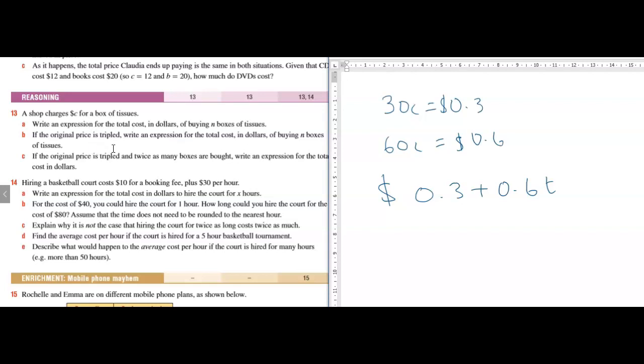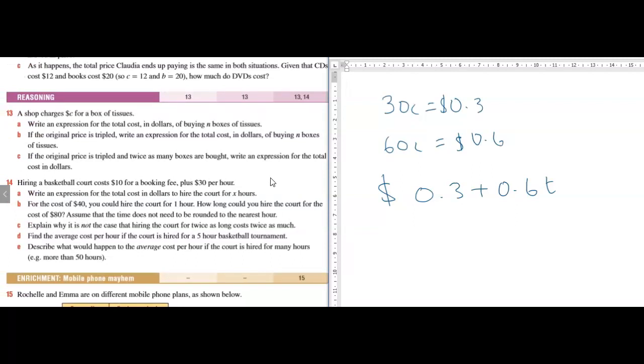If the original price is tripled, write an expression for the total cost. So instead of having C, we're going to have 3C because it's tripled, so 3C times N. If the original price is tripled and twice as many boxes are bought, write an expression for the total cost in dollars. So let's just write that down because sometimes it's not obvious. So the cost is tripled, so we've got 3C, and twice as many boxes are bought, so times 2N, so we're going to have 6CN.